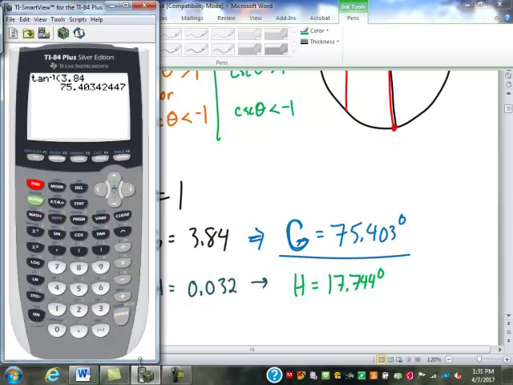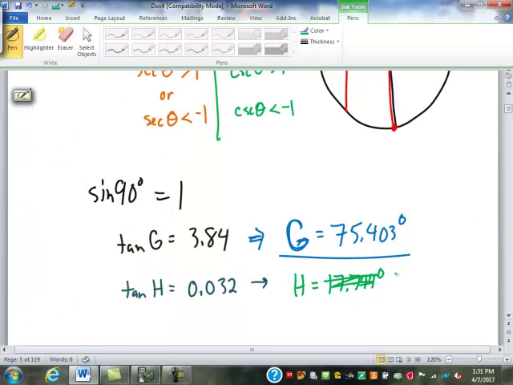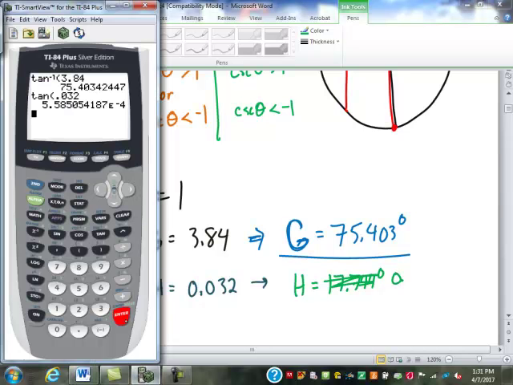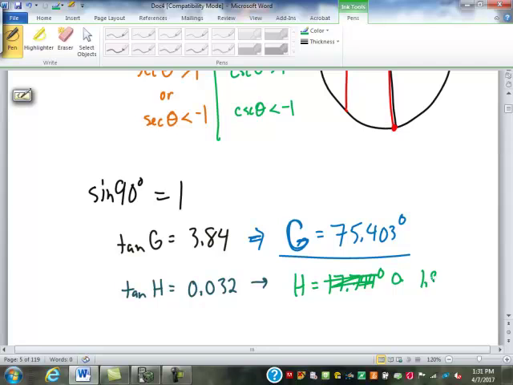Let me try that again. I'll punch it in. Second tangent 0.032. You missed the 0. Yeah, it's 0.000. Try that again. Second tangent 0.032. 1.83 degrees. That's right. 1.83 is better. Okay. You guys should know better than to trust Tate.